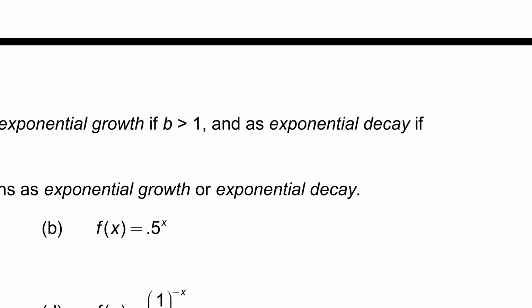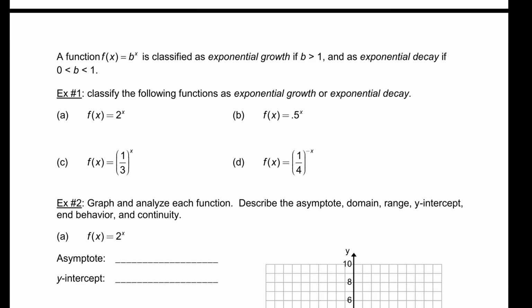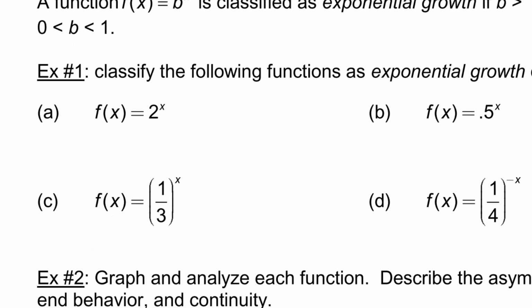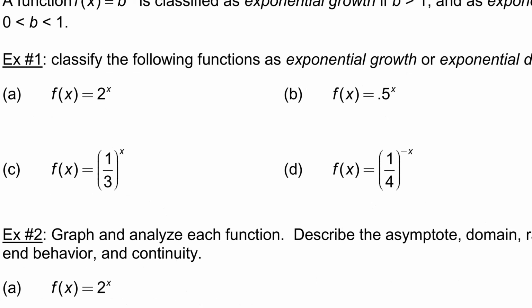Okay, and it's continuous. So a function is classified as exponential growth if our base is larger than 1, and decay if our base is between 0 and 1. Because remember, our base can't be negative. So classify as exponential growth or decay. So you can pause the video, try it yourself, and we will get going.